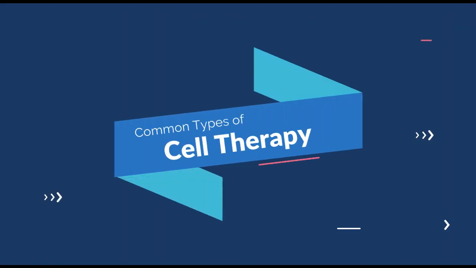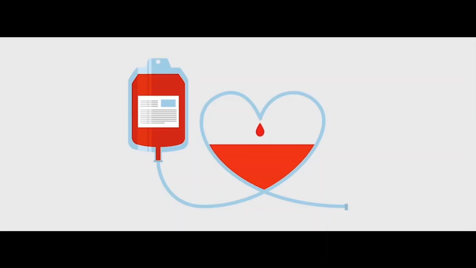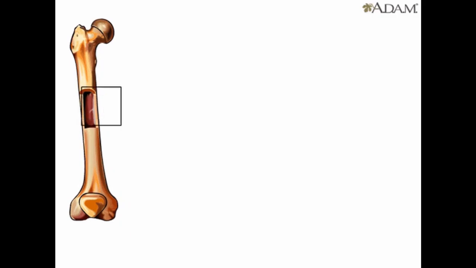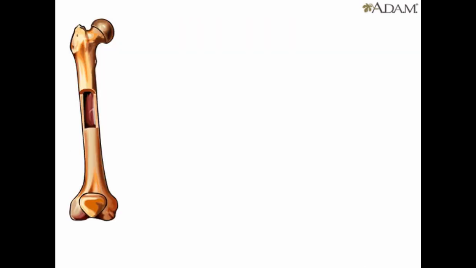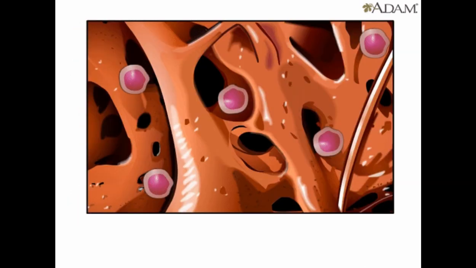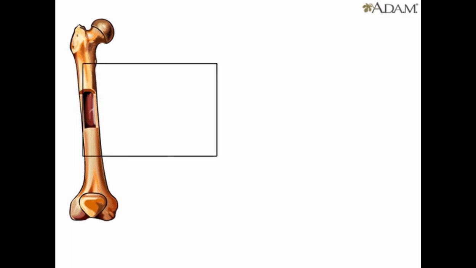What are the common types of cell therapy? The most common type of cell therapy is blood transfusion, and the transfusion of red blood cells, white blood cells, and platelets from a donor. Another common cell therapy is the transplantation of hematopoietic stem cells to create bone marrow, which has been performed for over 40 years.